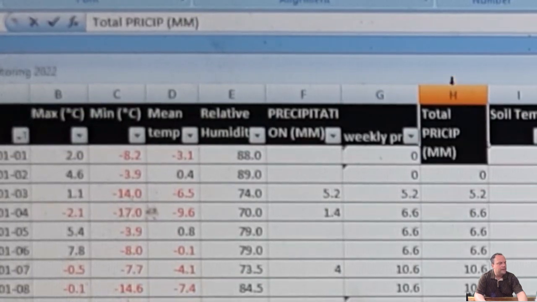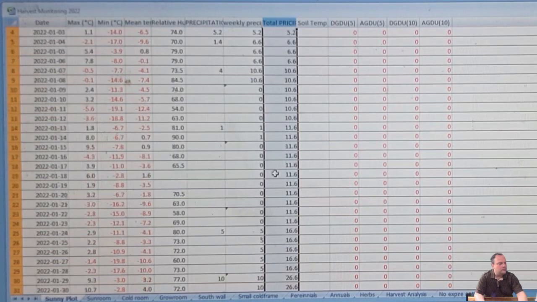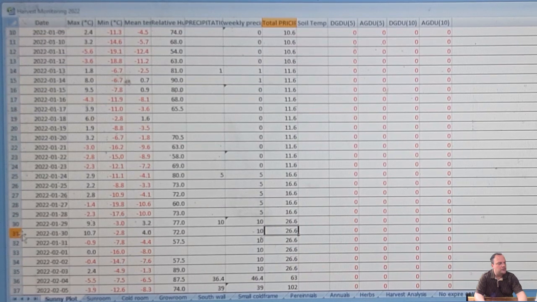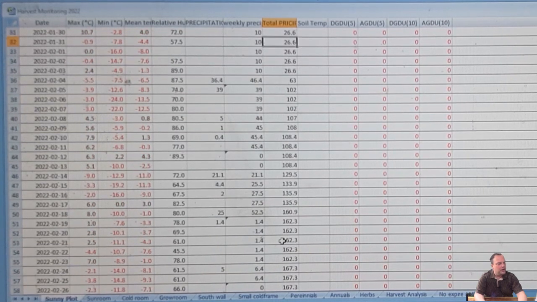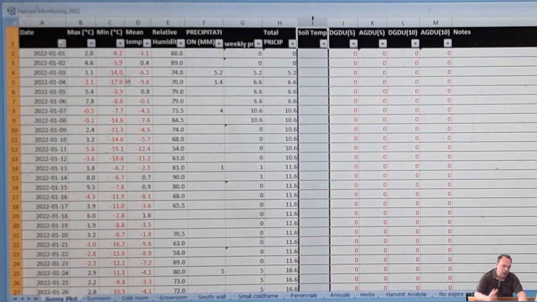But then I have total precipitation that adds up every day during the year. So if I wanted to know how much I got in January, I can just go to January 31st here, and I've added up to 26.6 millimeters. By the end of February, I've got 167 millimeters, but that is January's plus February's. I was going to take the soil temperature, but I'm not sure exactly how I'm supposed to go about it.